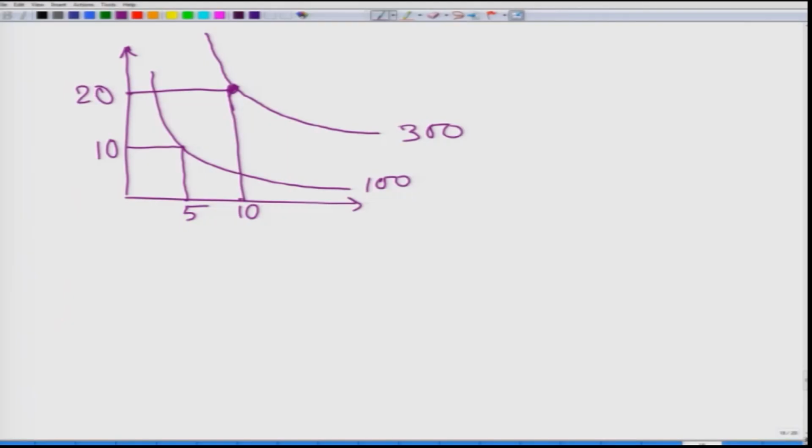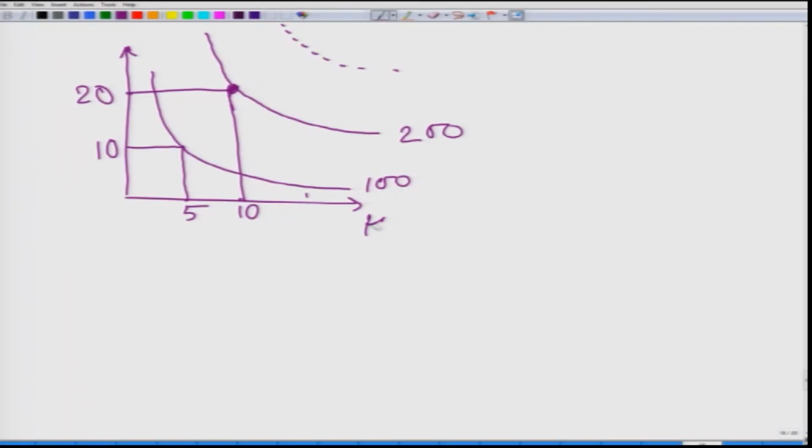Otherwise this 300 should have been further away, because with 5 to 10, 10 to 20, it essentially should be 200, and this 300 should be somewhere here with 30, 30 and 15. But it has moved closer. This 300 has moved closer to the place of 200, which shows that during increasing returns to scale, the isoquant curves will move closer to each other.